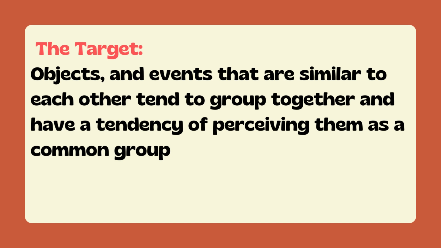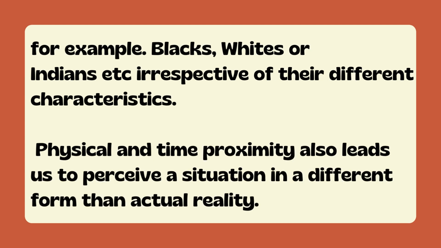Targets, objects and events that are similar to each other tend to group together, and we have a tendency of perceiving them as a common group, for example, blacks, whites, or Indians, irrespective of their different characteristics.